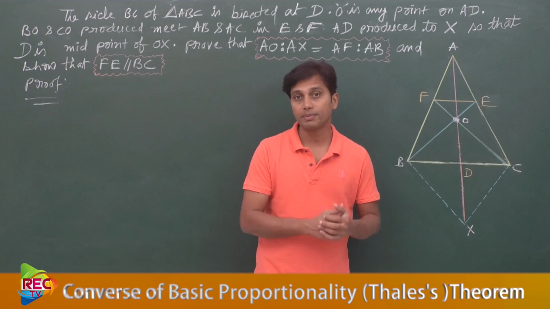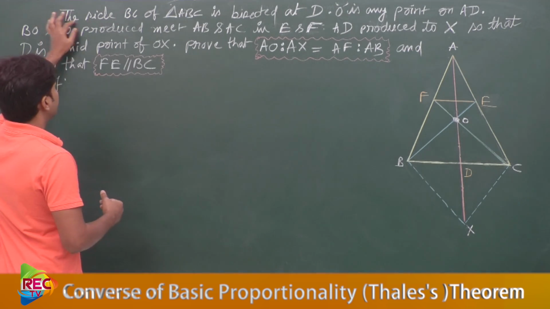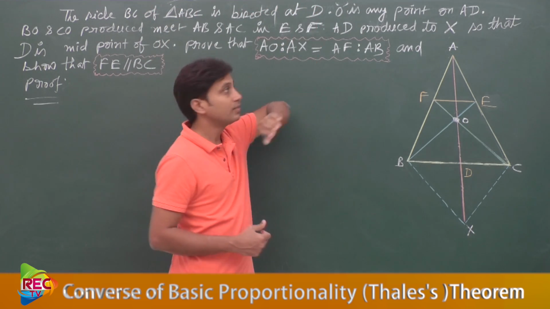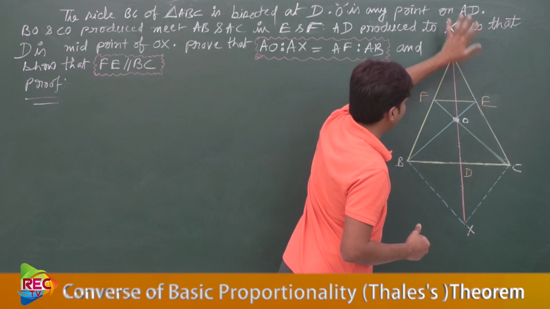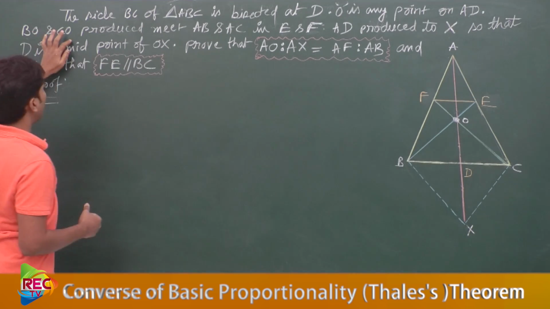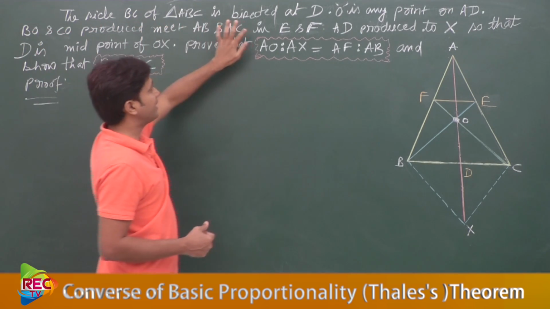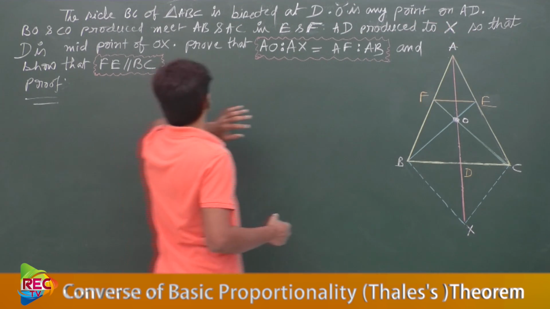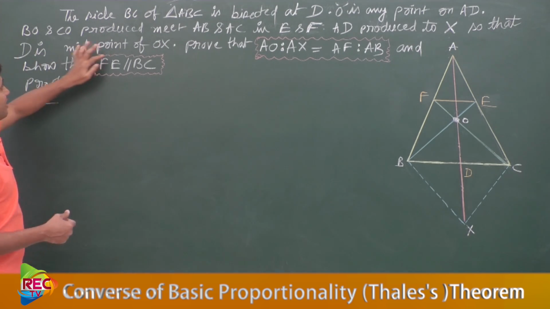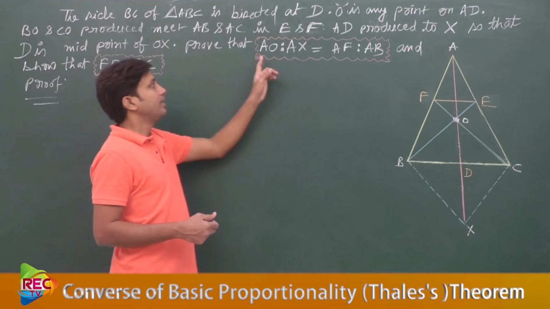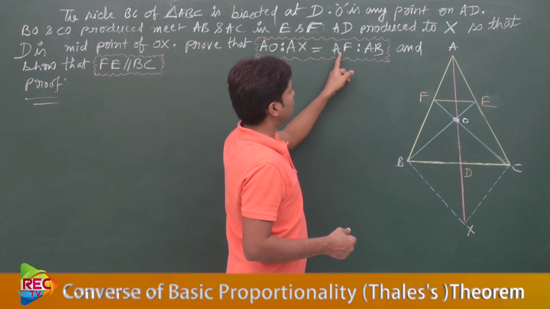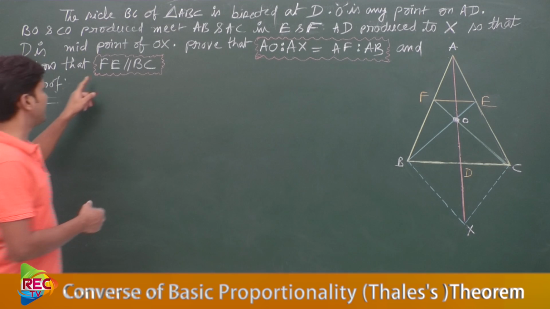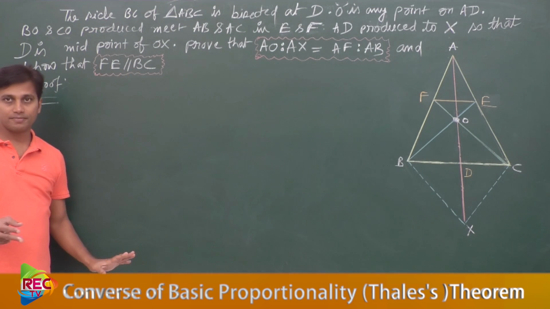Let us see what the problem is. The side BC of triangle is bisected at D. O is any point on AD. BO and CO produced meet AB and AC in E and F. AD produced to X so that D is a midpoint of OX. Prove that AO is to AX is equal to AF is to AB. This is one result, and another result you need to show here is FE parallel to BC.